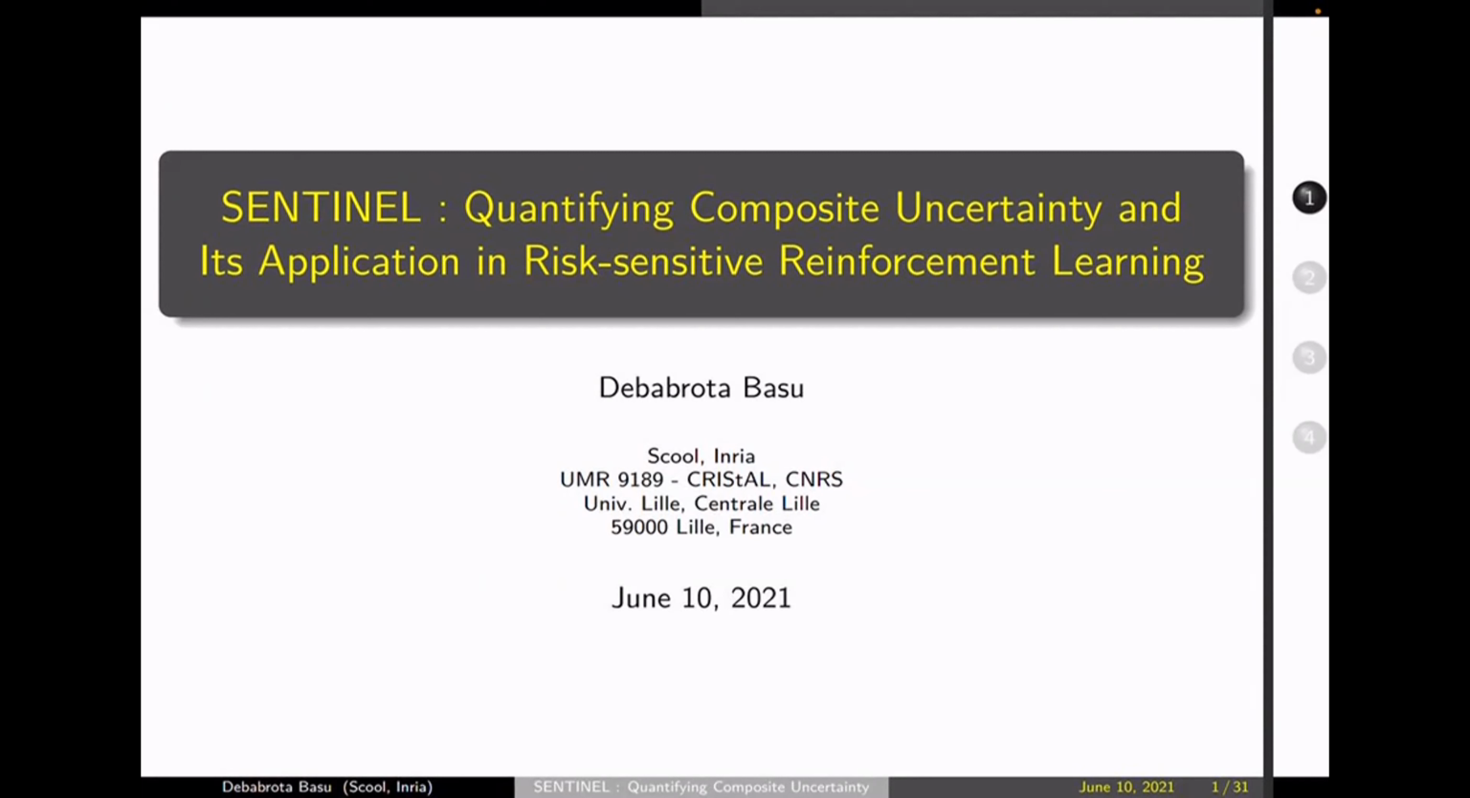As you can see, the title of the talk is Sentinel, the method we have developed, and it contains mainly two components. One is quantifying the composite uncertainty, and the other one is its application in risk-sensitive reinforcement learning. And obviously, as Olaf has introduced, I am Debabrota Basu from INRIA. It is a team in INRIA Lille, and I'm going to talk today.